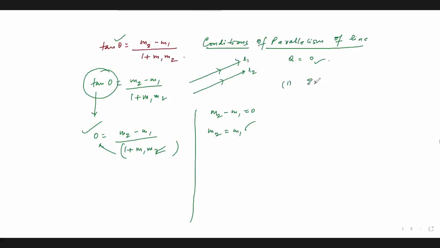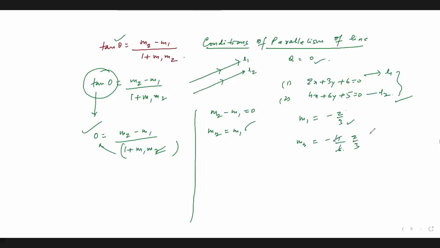If two lines have been given, you calculate the slope. Suppose we take an example, 2x plus 3y plus 6 equals 0, and the second line, 4x plus 6y plus 5 equals 0. This is my line L1, this is my line L2. I want to know whether these two lines are parallel or not. I will find the slope of L1. So M1 is equal to minus 2 by 3, and M2 will be equal to minus 4 by 6, with the same formula: minus the coefficient of x divided by the coefficient of y. If I solve it, it is coming 2 by 3 only. So M2 is equal to minus 2 by 3. That means both the slopes are the same, and if both the slopes are the same, then the lines will be parallel.